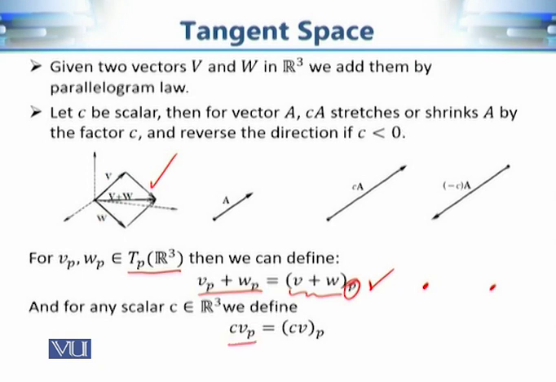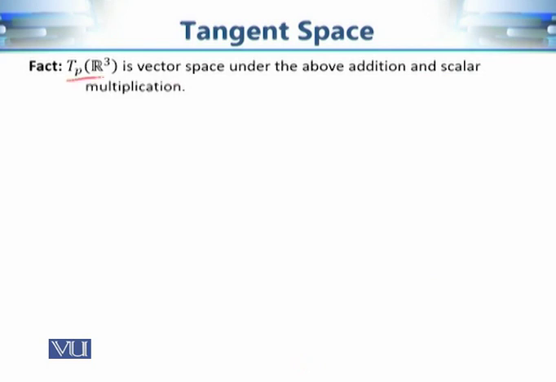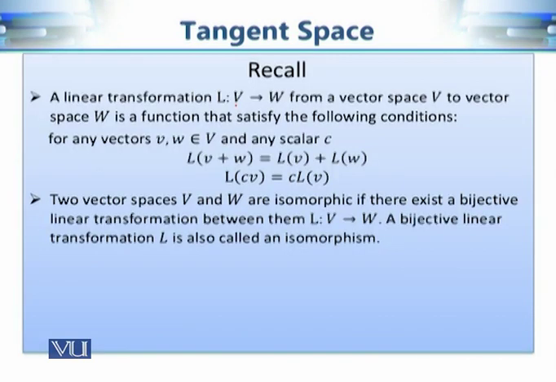Similarly for scalar multiplication, we can multiply a scalar c with a vector Vp. We just multiply the vector part by c, just as we did before, and then add the point of application in the second stage. Using that, we can prove that the tangent space at point P to R3 is a vector space under the above addition and scalar multiplication. I am leaving it as an exercise for you to show that it satisfies all the conditions of a vector space. It's an abelian group under this addition, and three or four further conditions are satisfied.